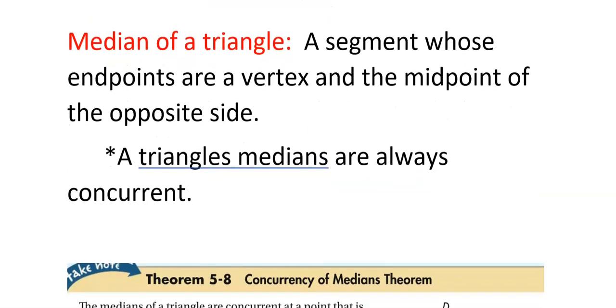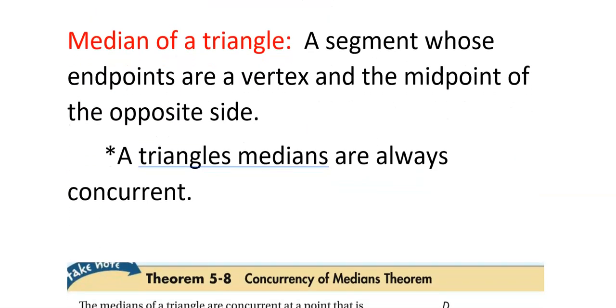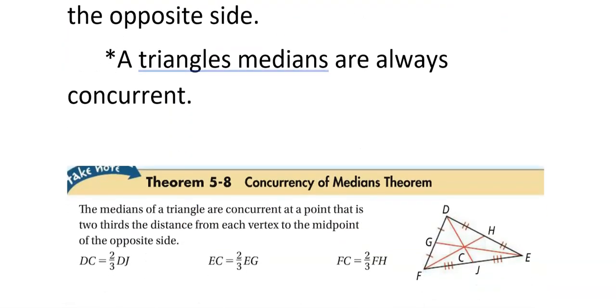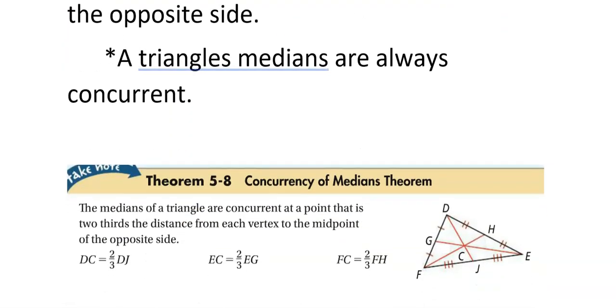The first one we're going to look at is the medians of triangles. It's a segment whose endpoints are a vertex, and it goes to the midpoint on the opposite side. So it kind of makes sense. We talked about medians already, and the median means midpoint. A triangle's medians are always concurrent. That means they always cross somewhere in the middle.